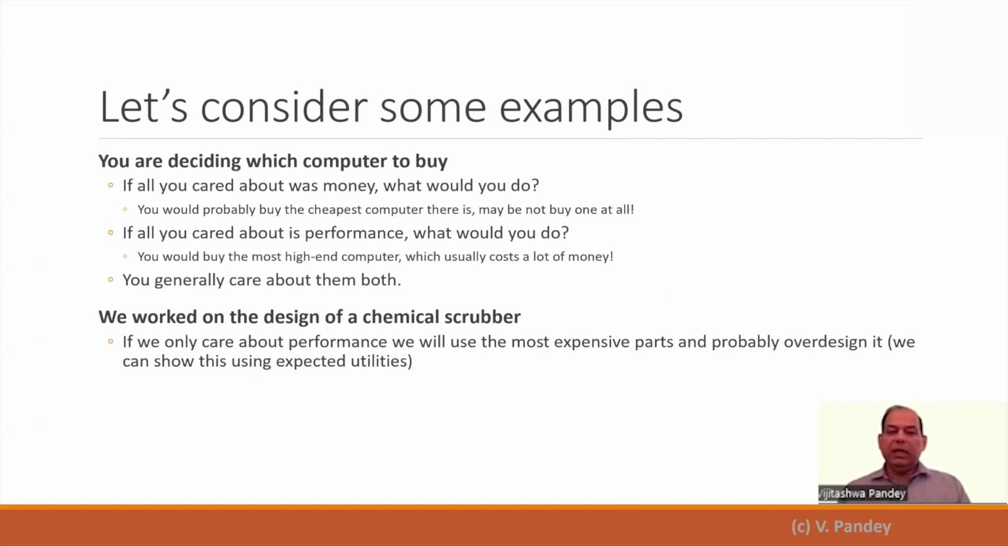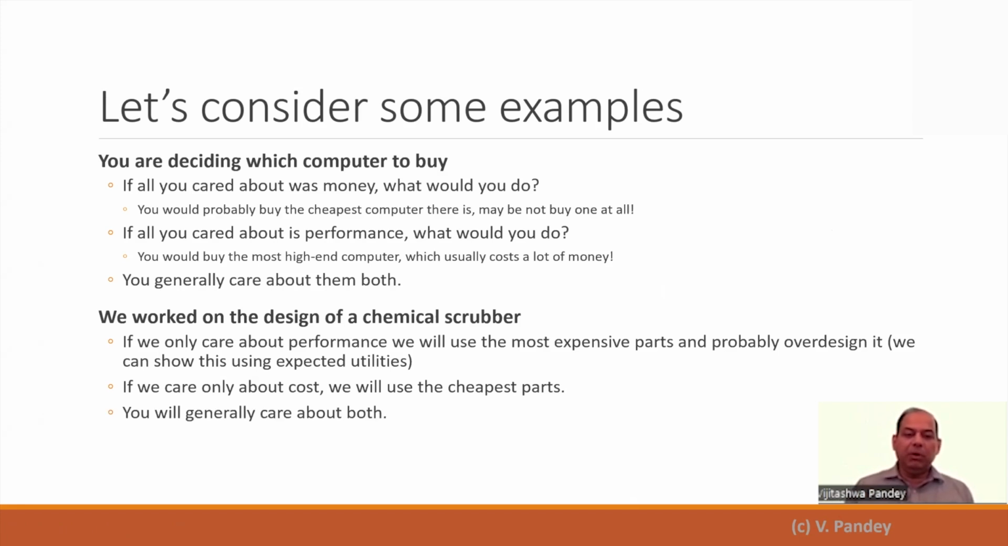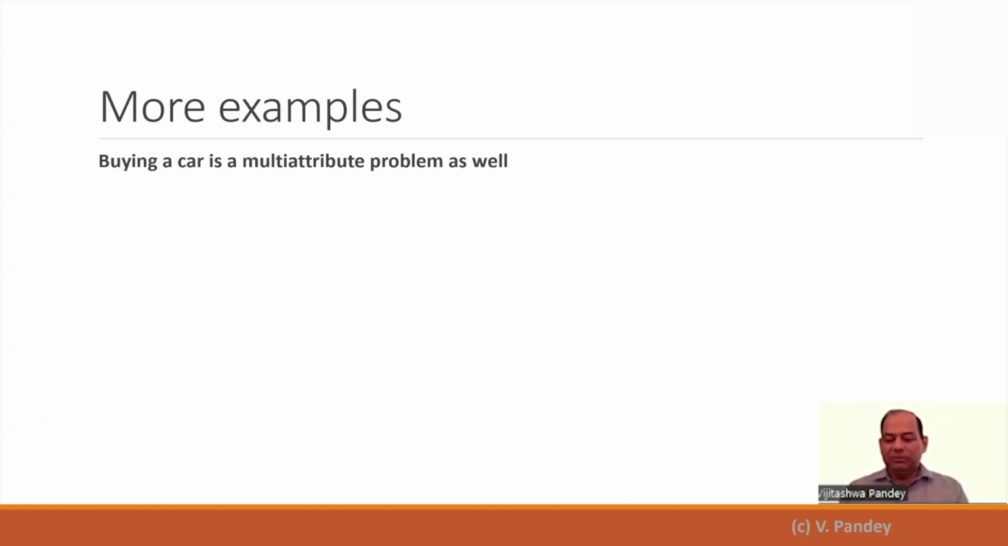Again, if we only cared about performance, we'll use the most expensive parts and probably over-design it. And this can be shown using expected utilities too. We haven't talked about multi-attribute utilities yet, but if we set up our problem so that performance is valued, we play through the design optimization process, and we'll end up with something that values performance over cost, and it'll be something that's often over-designed. Again, if we care about only cost, we'll use the cheapest parts. We generally care about both, right? So what is the good trade-off? And that's pretty much where design lives. You can think of the design process as managing trade-offs sometimes.